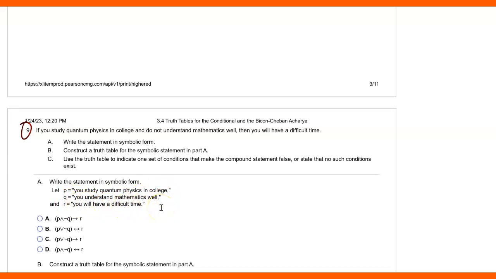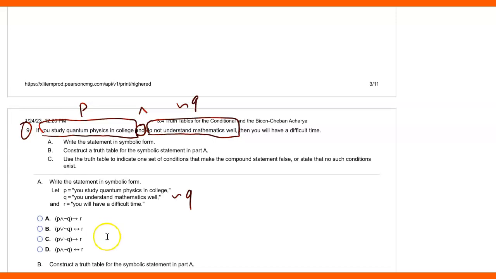Therefore, if you look here, study quantum physics in college, that's P. You have "and" here, that's this symbol. Do not understand mathematics well. Remember that you understand mathematics well is Q. Then not Q. That's going to be not Q, because do not understand mathematics well is not Q, because you understand mathematics well is Q, right? Then you will have a difficult time. That's the R. Therefore, the question is, how do you write this statement in symbolic form?